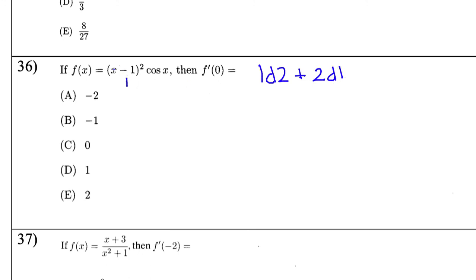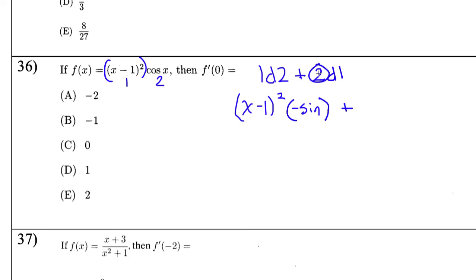I'm going to consider 1 to be x plus 1 quantity squared, and I'm going to consider 2 to be cosine of x. So 1, just list it again. X minus 1 quantity squared. Then I list the derivative of cosine, which is negative sine. Again, C stands for change the sign to a negative.